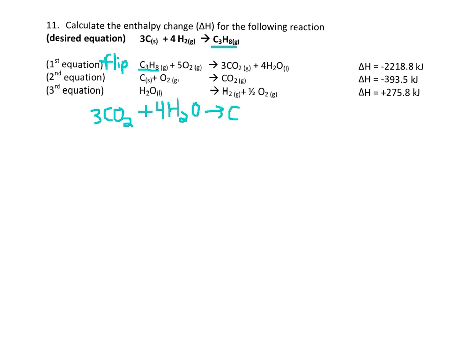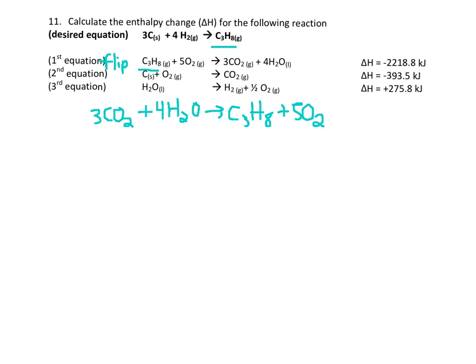Also, when you flip that equation, the delta H, it was negative and now it's positive. So it becomes positive 2218.8 kilojoules. Okay. Once you've rewritten it, go ahead and cancel it out just so you don't get confused. All right, so now my C3H8 looks good. It's on the correct side, so that's good. All right, let's see what we can find next.